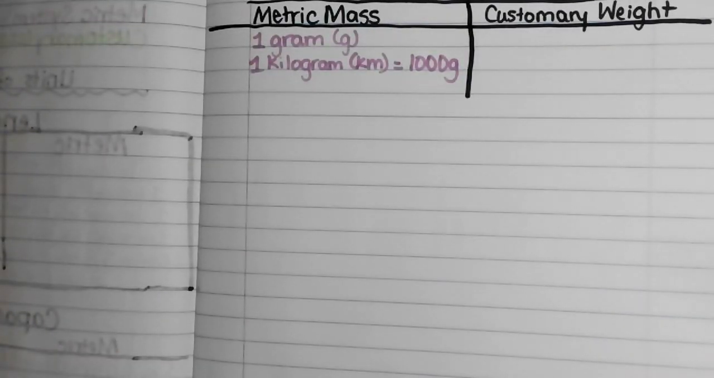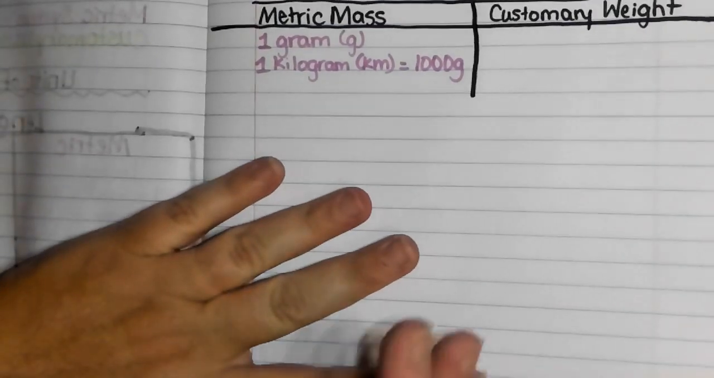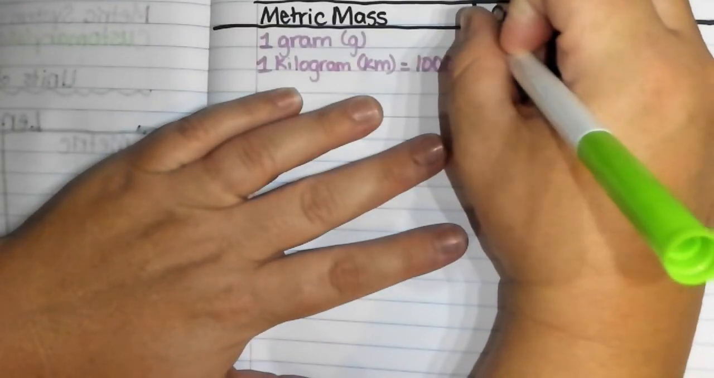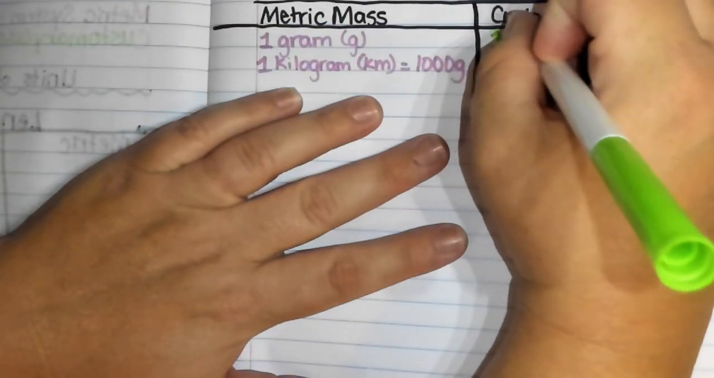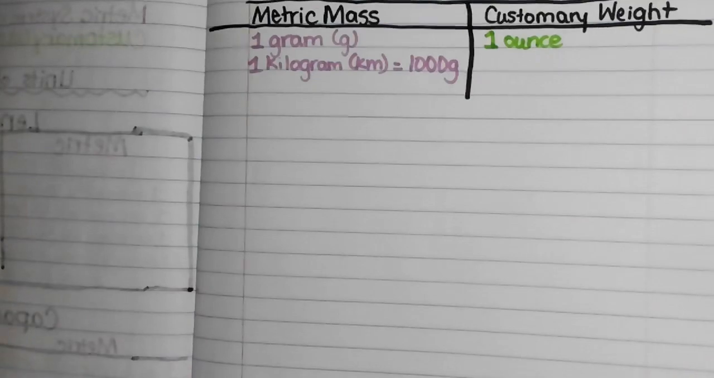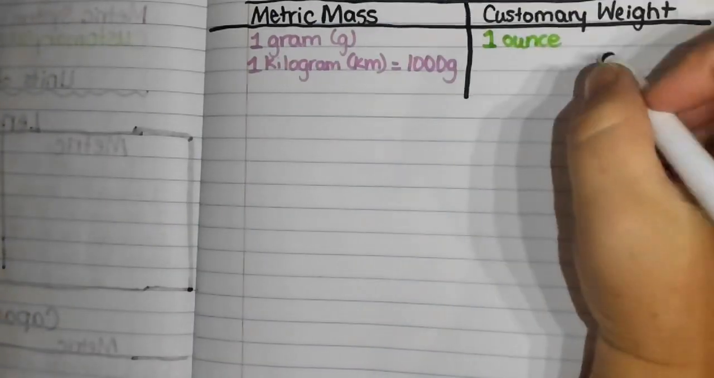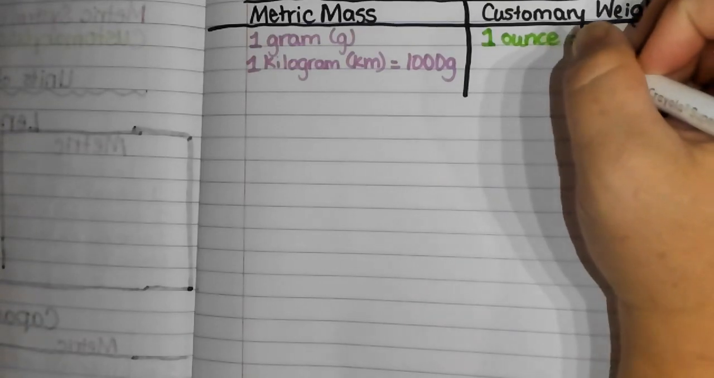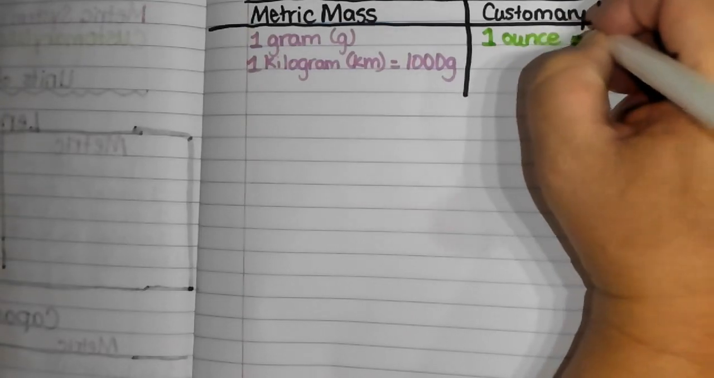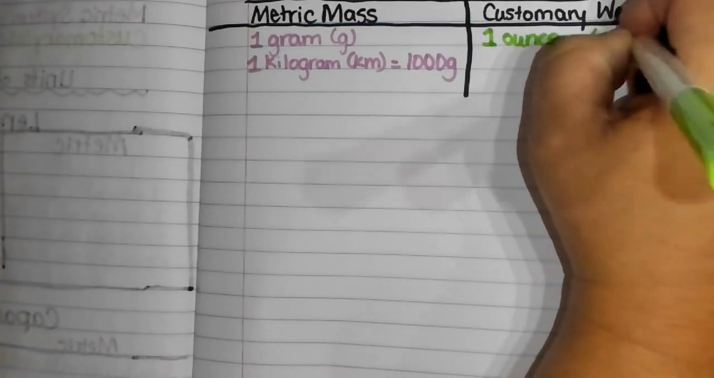Okay, when we're dealing with customary weight, our color was green on the other page, so we'll stick with green. The first one we have as our smallest unit is back to the same word, but it has a different meaning. When you're dealing with weight, our smallest unit is again 1 ounce. But notice it is not fluid ounce like it was when we were dealing with capacity. This is just 1 ounce. And this is also the smallest unit, so there's nothing to compare it to. Remember, ounce is abbreviated with the letters OZ.